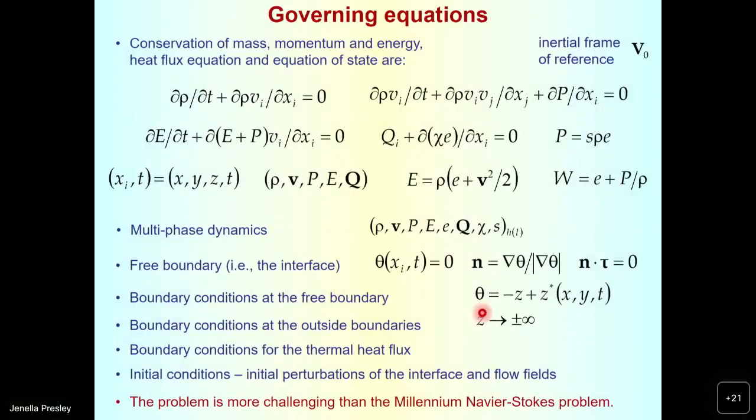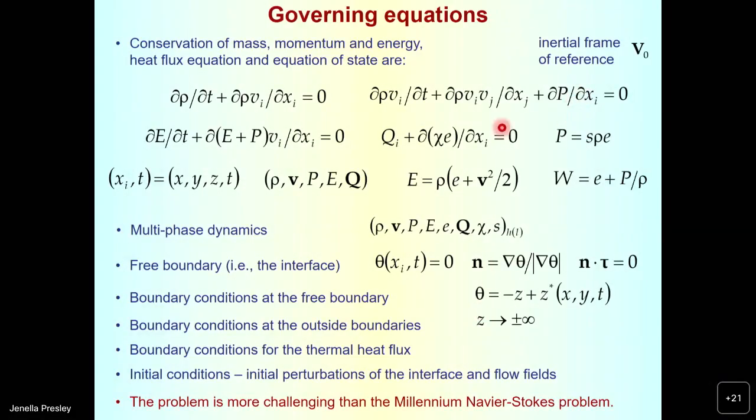With these governing equations and also the boundary conditions and also the entire problem, the way we solve it is in an inertial frame of reference. This is not a frame of reference that moves with an interface. We don't presume the constancy of the interface velocity. We stay in an inertial reference frame, and the velocity of this inertial reference frame is V naught, which is here.